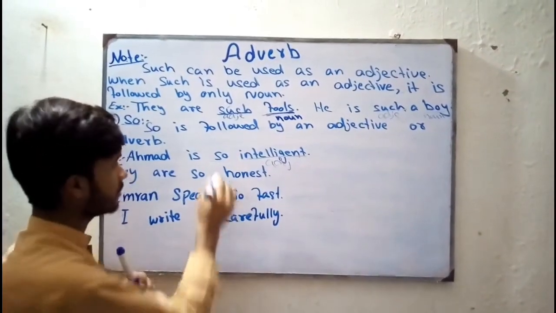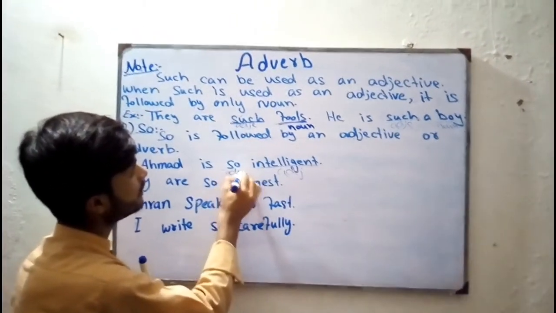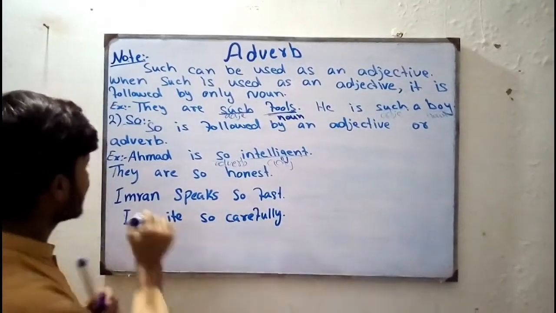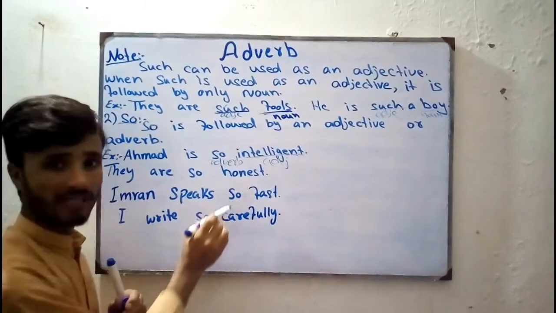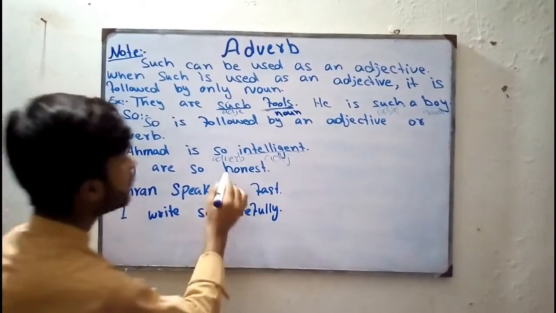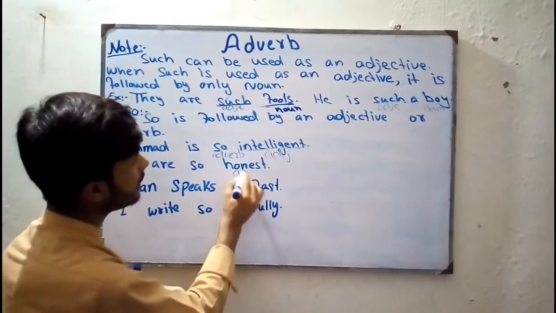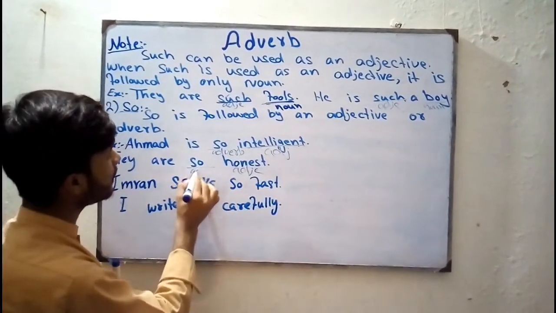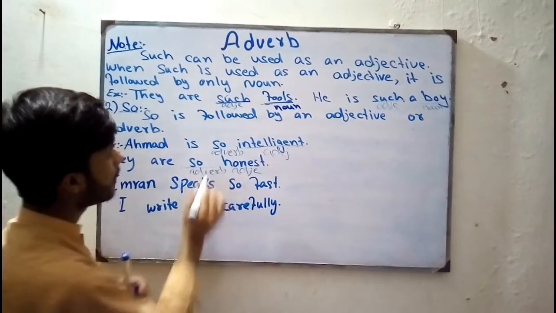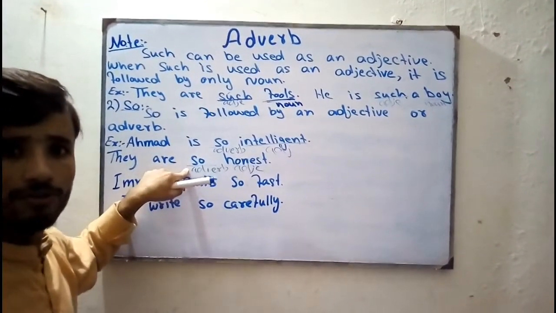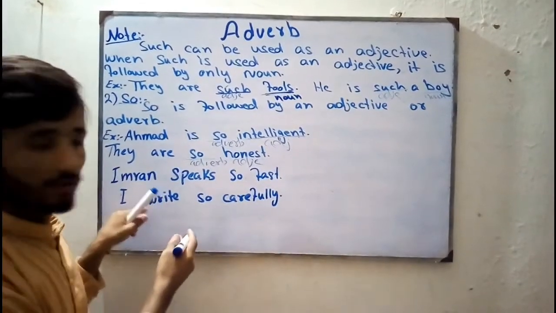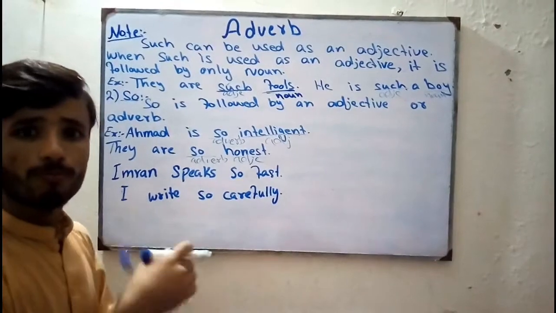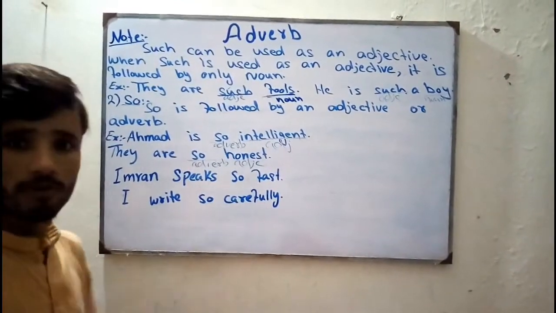Intelligent, it is an adjective with us. So here it is an adverb, right? I wrote so before an adjective. See the second example. They are so honest. So what is honest with us? It is an adjective, right? And so is an adverb here. So I wrote so before an adjective. Is this clear?